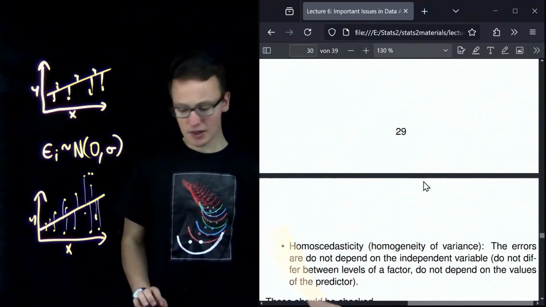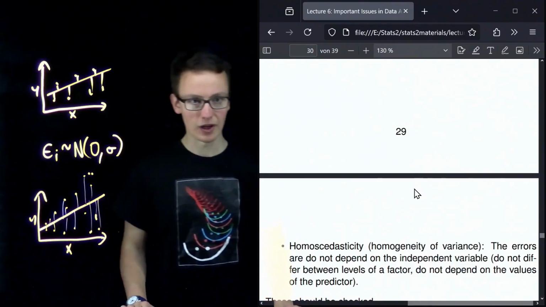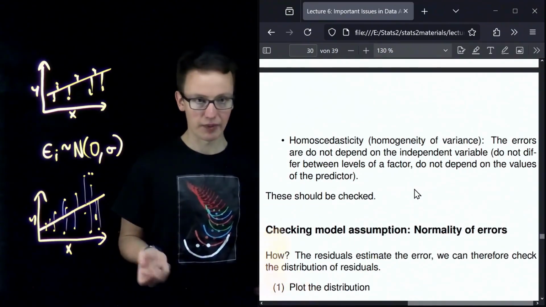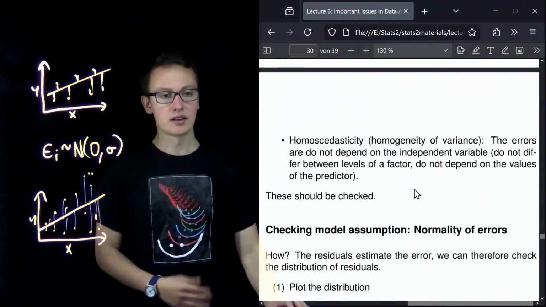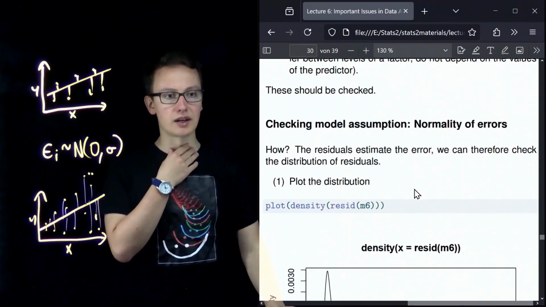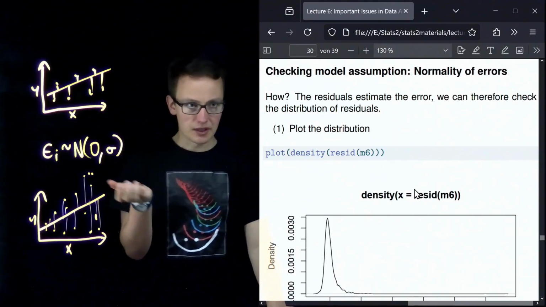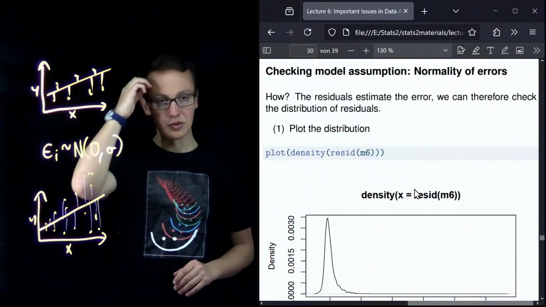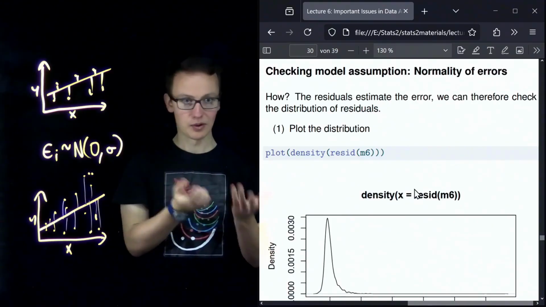So these are three very essential assumptions for linear modeling. And there are different ways to check if these assumptions are met in a given data set. So that's what we are going to look at now. The first assumption, as I said, was about the normality of errors. So that the errors, the residuals come from a normal distribution, that they look roughly like that.